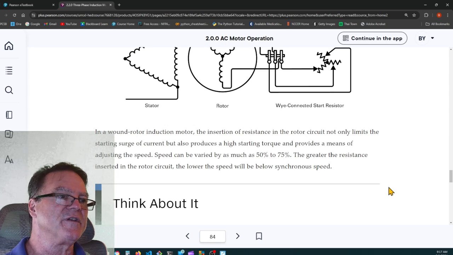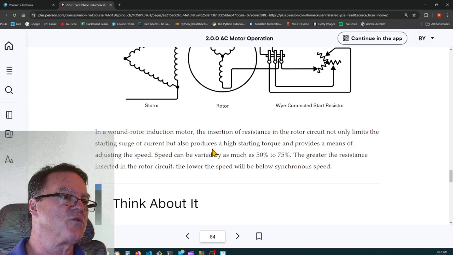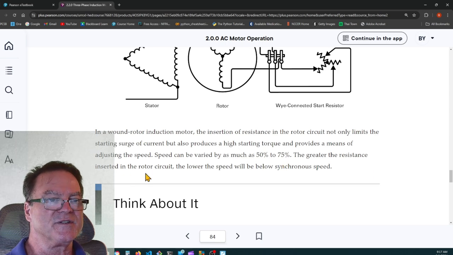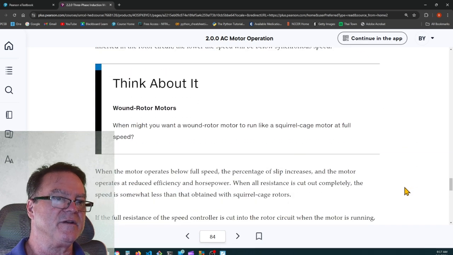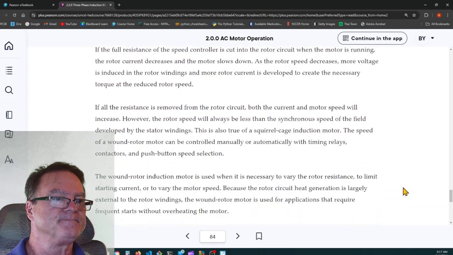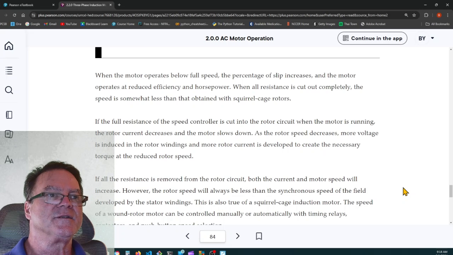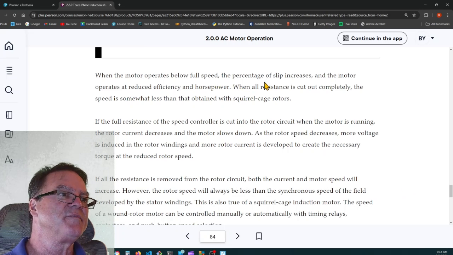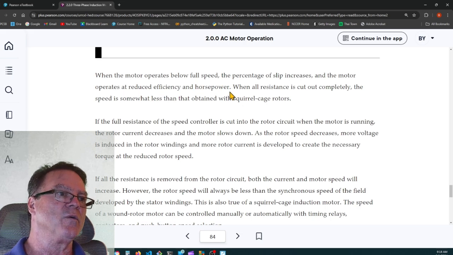In a wound rotor induction motor, the insertion of resistance in the rotor circuit not only limits the starting surge of current, but also produces a high starting torque and provides a means of adjusting the speed. Speed can be varied by as much as 50 to 75%. The greater the resistance inserted into the rotor circuit, the lower the speed will be below synchronous speed. When the motor operates below full speed, the percentage of slip increases and the motor operates at reduced efficiency and horsepower.